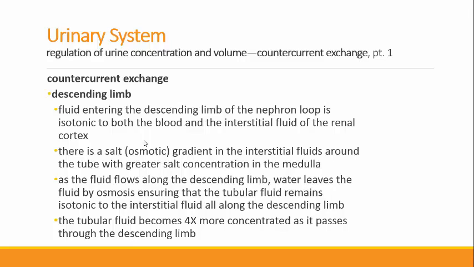is becoming greater and greater the deeper it goes, we're constantly drawing out water as that fluid descends along the descending limb. So by the time we get to the bottom of the descending limb, the tubular fluid has become about 4 times more concentrated than it was at the beginning of the descending limb. That's how significant this concentration gradient is as we get deeper and deeper into the kidney.